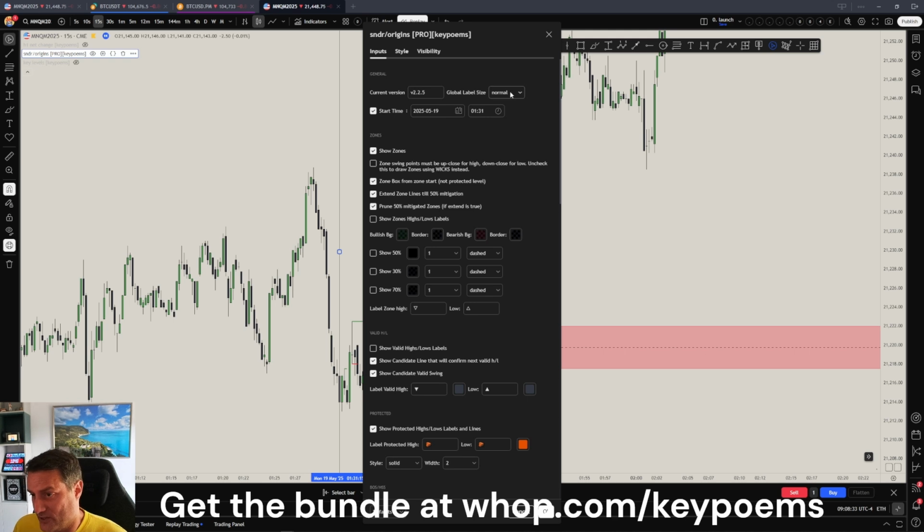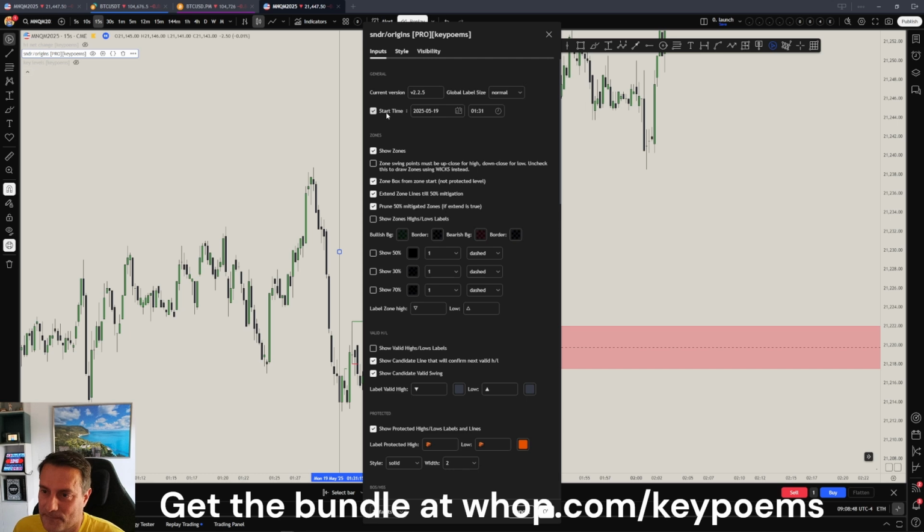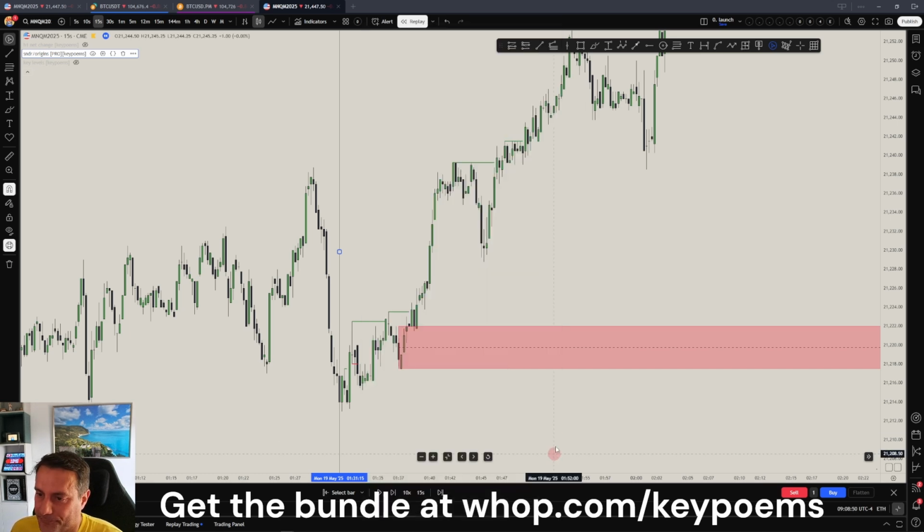You can decide on the size of all the labels. You can prune the existing zones. There's a couple of ways you can show zones, but if you're interested, just click around. Oh, there is something I want to show you actually. That's important.